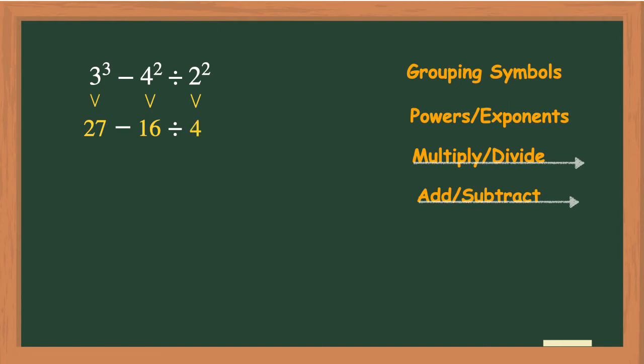Now I have subtraction and division left. Since division always comes before subtraction in the order of operations, I'll need to divide next. 16 divided by 4 is 4. I'll write it below and bring down the rest of the expression. Now the only step left is to subtract. 27 minus 4 is 23.